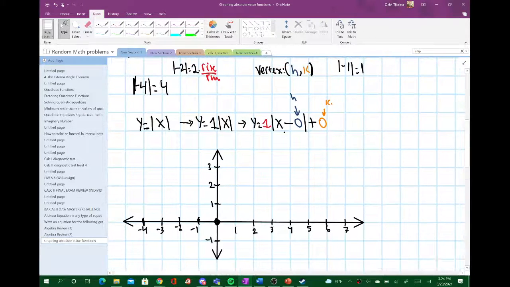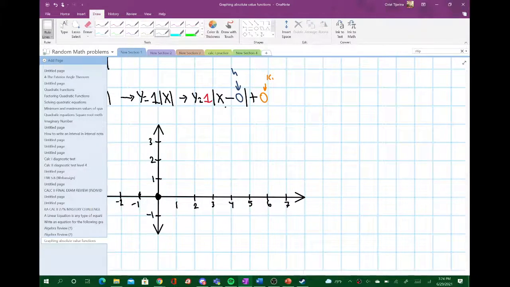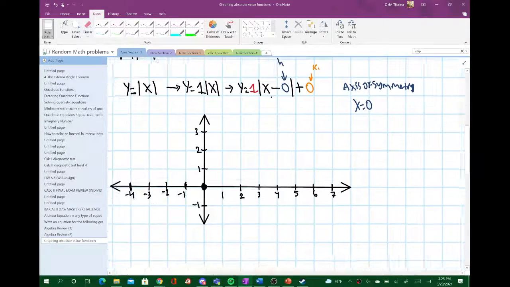But also the axis of symmetry. So one thing that you have to remember also is that the axis of symmetry, which basically divides your absolute value function, or your v-shape, into two linear equations. You would say that the axis of symmetry is x equals 0, or x equals h, which is 0, right? That is what your axis of symmetry is.